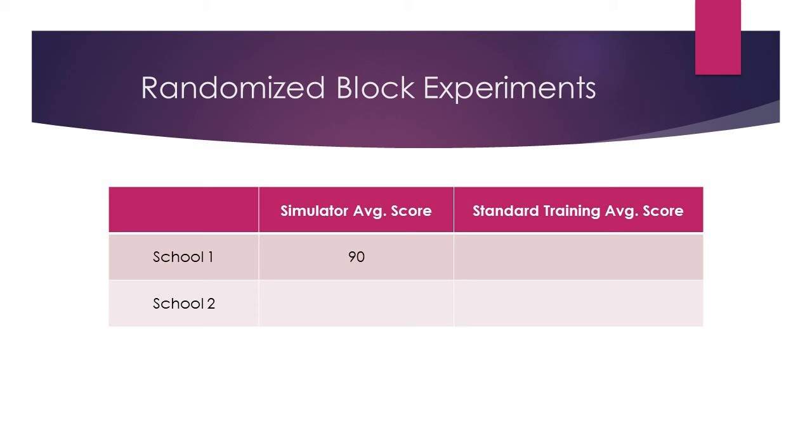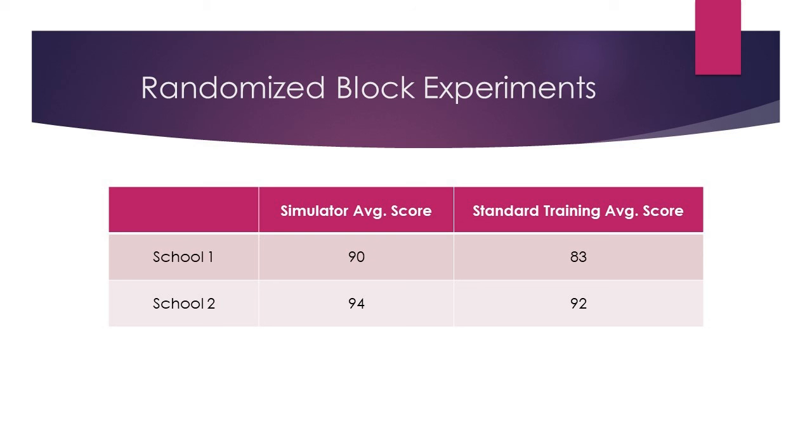In the first school, the trainees that used the flight simulator scored a 90% on the pilot's test, while the trainees who followed the standard training scored an average of 83. The trainees who used the flight simulator in the second school earned a 94 on the pilot's test, and the trainees following the standard training earned a 92. So clearly the first school benefited from using this flight simulator since the score is significantly higher, but there's not much of a difference between the scores in the second school.